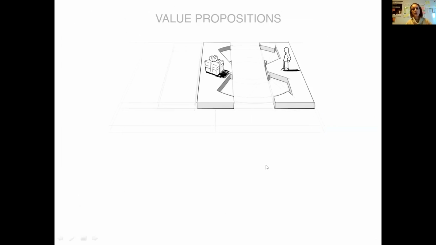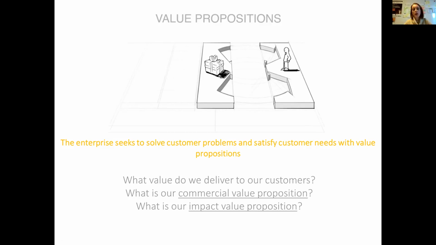Okay, value propositions describe the bundle of products or services that create value for different customer segments. But as I said before, it should define the benefit that we provide to our customers, but not the product itself. So the questions to be answered are shaped according to this. What value do we deliver to our customers? What is our commercial value proposition, and what is our impact value proposition to different groups of customers?